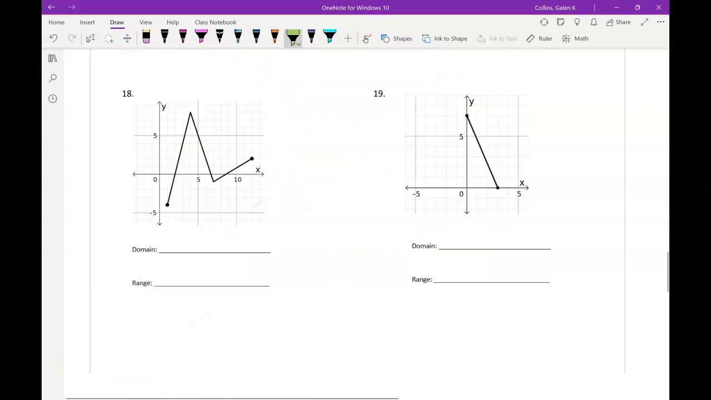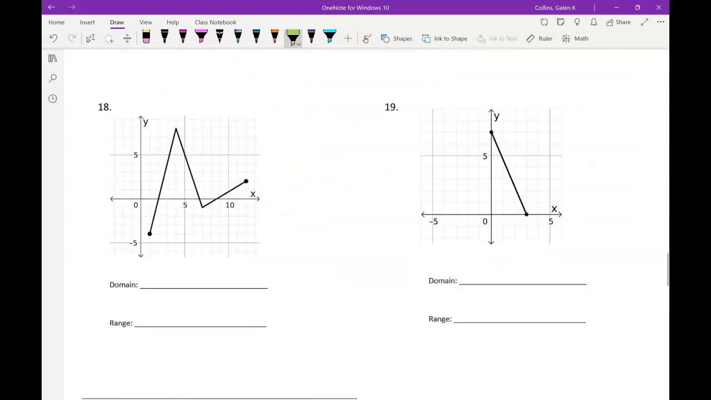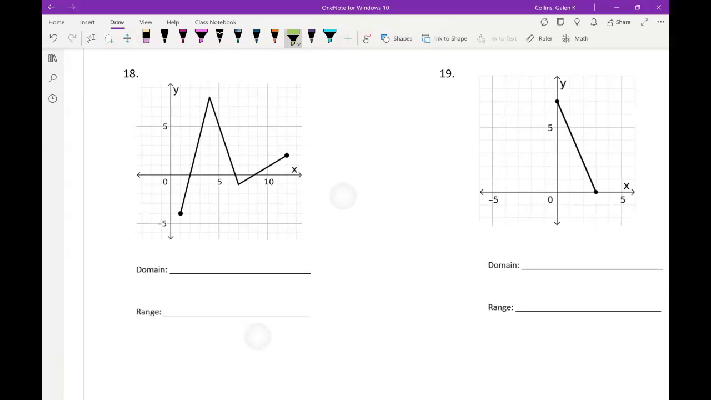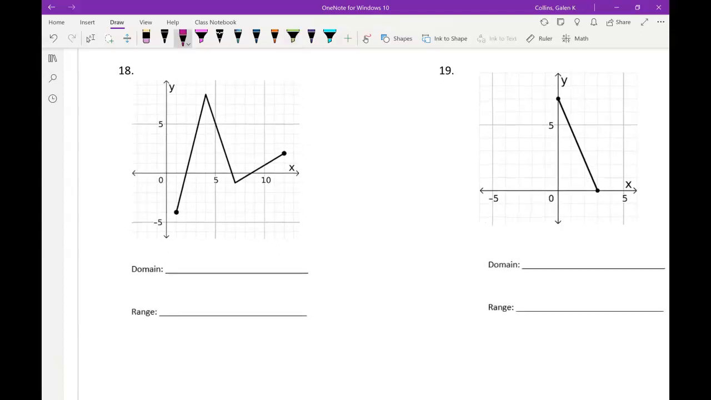Okay, number 18. Ooh, 18 and 19 seem easier to me, at least. All right, so for our domain, I'll speed this up a little. We start at 1, we include the 1. We go out to 10, 11, 12. We include the 12. So our domain is from 1 to 12. That is where on the x-axis our function exists.